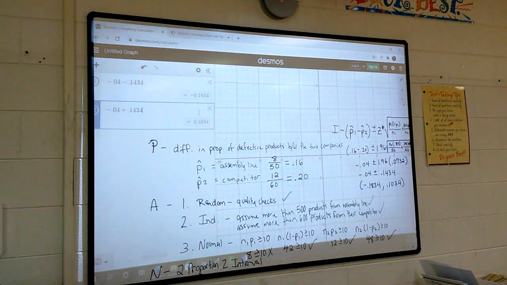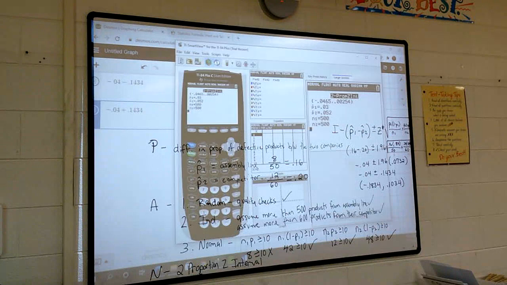Does it have to be in that order? Yes, it's got to go from least to greatest. An interval has to have the lower in the first and the upper in the second. So that is important. That's a good question. Okay.